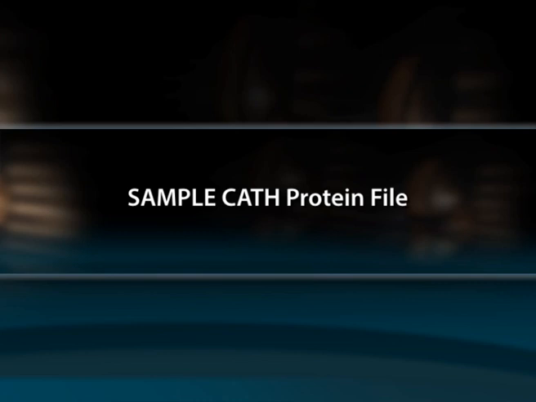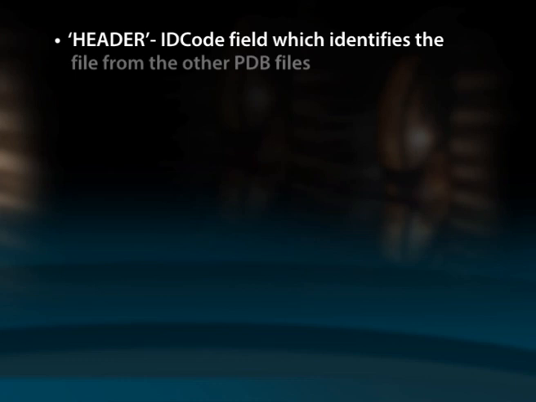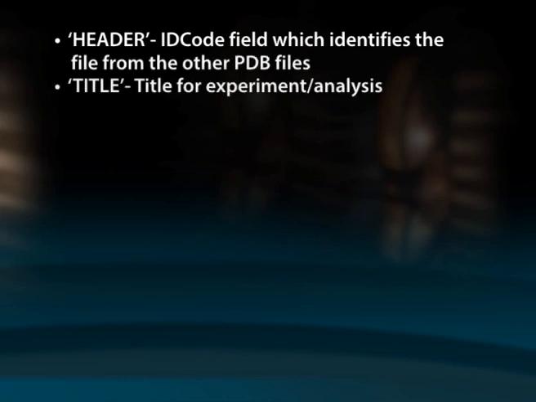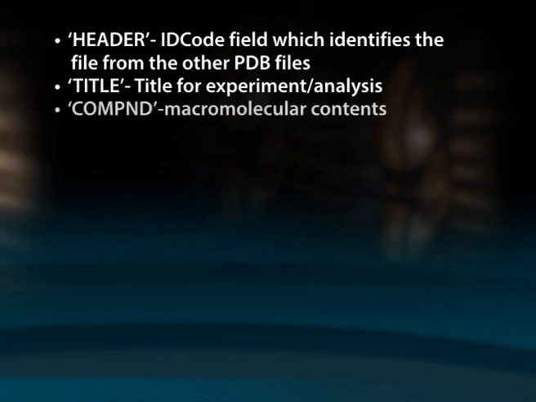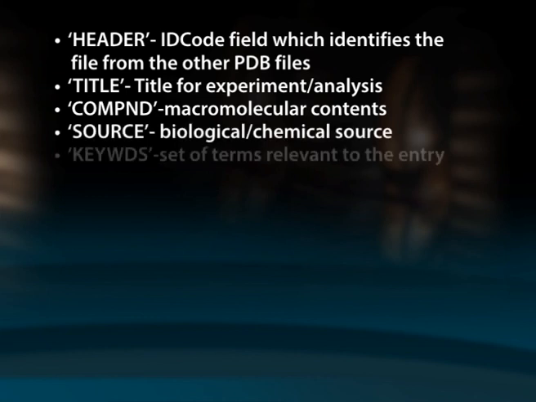Sample CATH protein file. The structure record of the Protein Data Bank is a unique 4-character alphanumeric code called PDB ID or PDB code. CATH houses the same in its database, where information is described as follows. Title section. This section gives us information on the header, which is an ID code field which identifies the file from the other PDB files. Title denotes the title for the experiment or analysis. COMPND, which denotes the macromolecular contents.